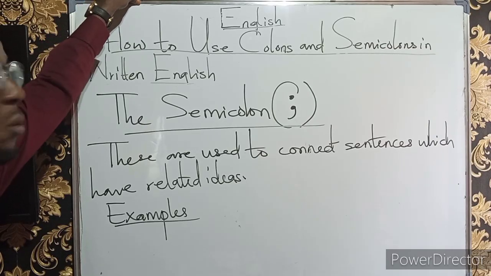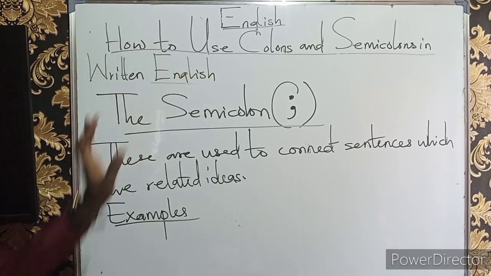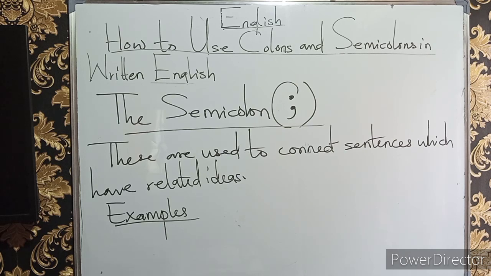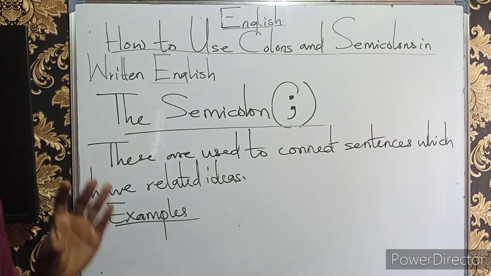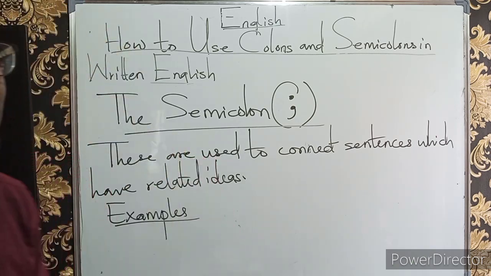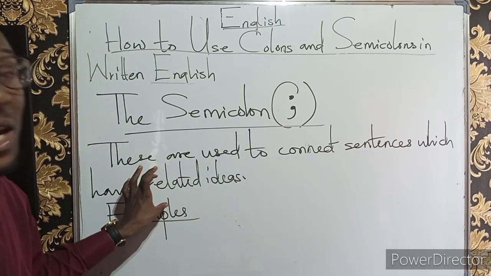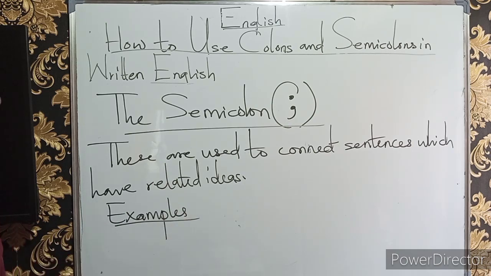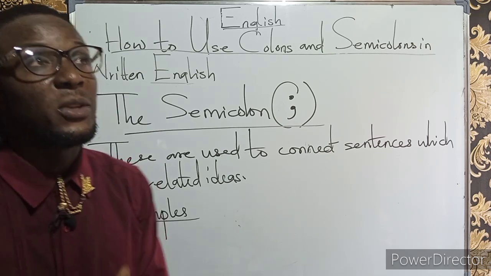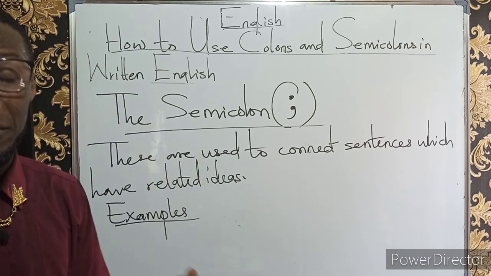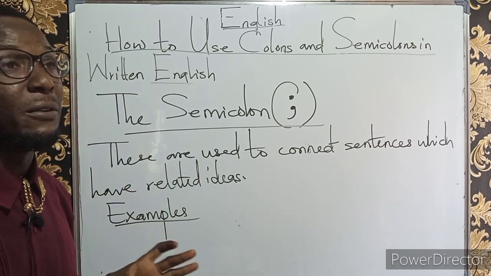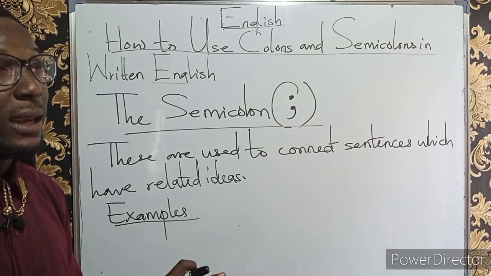All right, we've come to my favorite, the semicolon. Now, semicolon has a lot of functions in English, and the most important, the primary function of a semicolon is to connect two sentences which are related in some way, or to connect two ideas. Now, when we talk about semicolons, let's say we have two pieces of information, and these two pieces of information are related in some way.